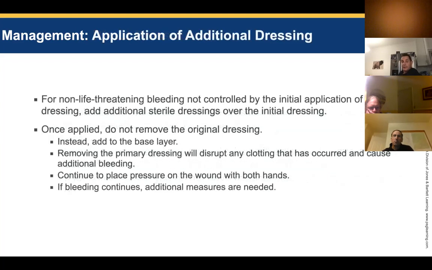For non-life-threatening bleeding not controlled by initial application of a dressing, apply additional sterile dressings over the initial dressings. That's what I just talked about. We add more dressings, we don't take them off. And the reason is right there. If you take off that dressing and clotting has started, you can cause that clot to dislodge and start bleeding again.